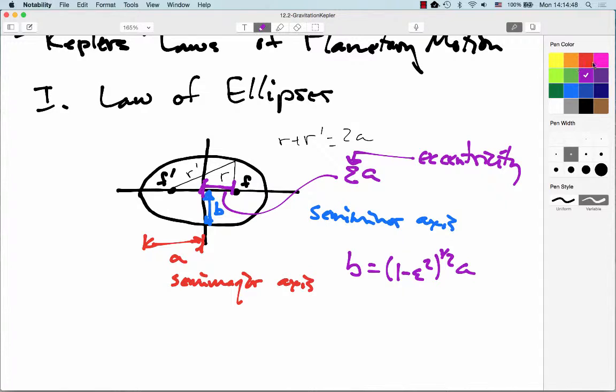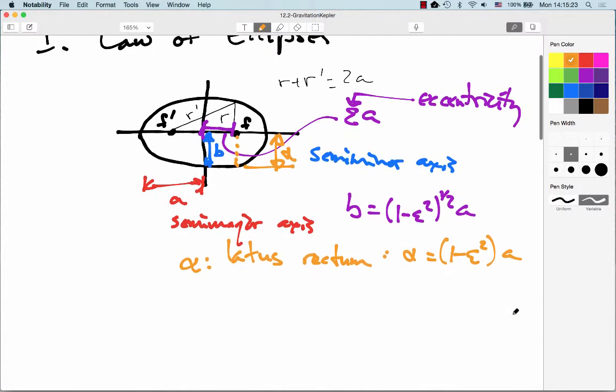Okay, if I drop straight down from the focus to the ellipse, this distance right here, usually denoted as alpha, alpha gets called the latus rectum of the ellipse, and it is equal to (1 minus the eccentricity squared), without a square root, times the semi-major axis.